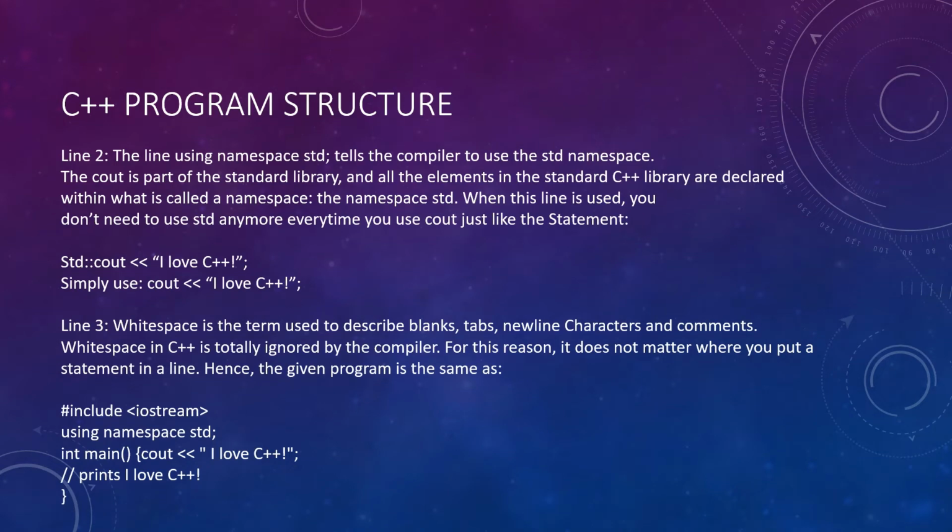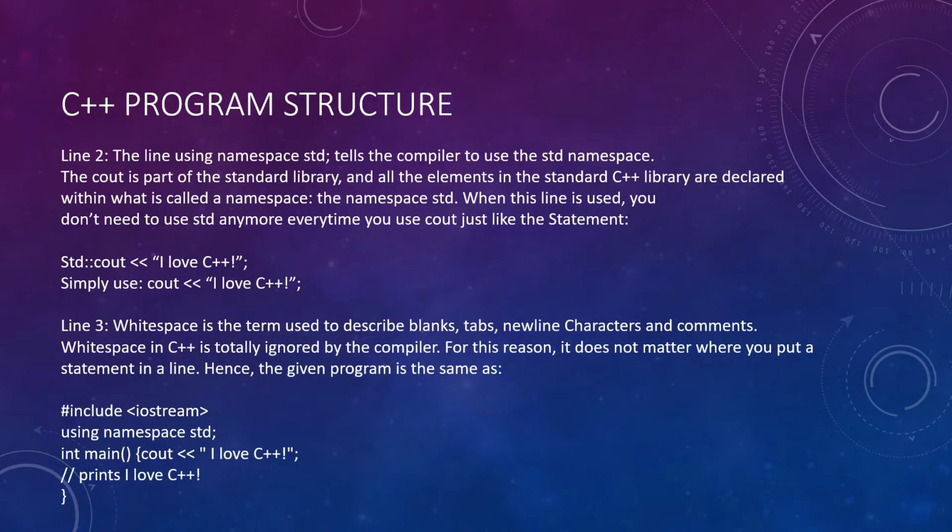In line 2, the line using namespace std tells the compiler to use the std namespace. The cout is part of the standard library, and all the elements in the standard C++ library are declared within what is called a namespace. When the namespace std line is used, you don't need to use std:: anymore every time you use cout, just like in the statement.